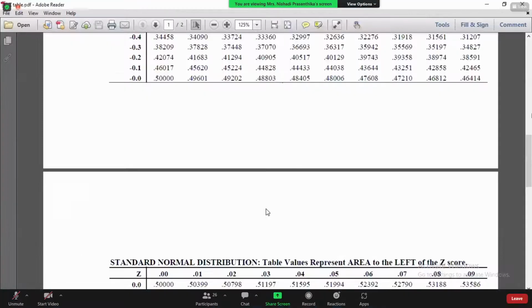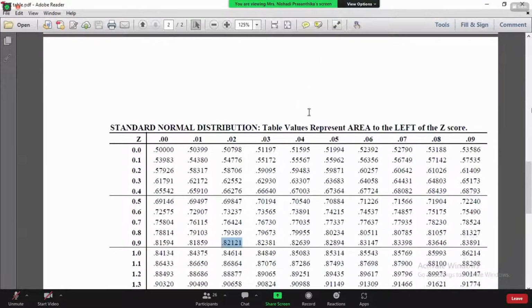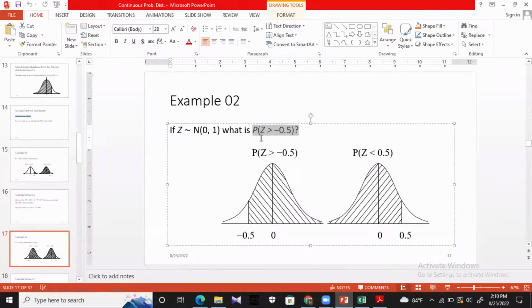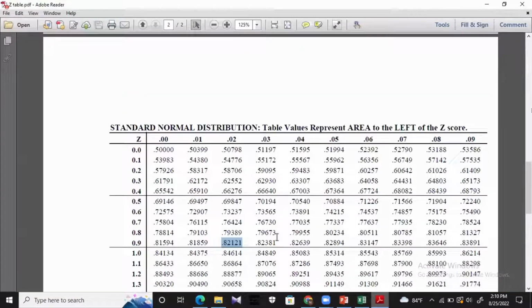Going to give you that page. Okay, you have to read that probability from the second page only. The required probability is Z greater than minus 0.5. Right? Now here you have the table.